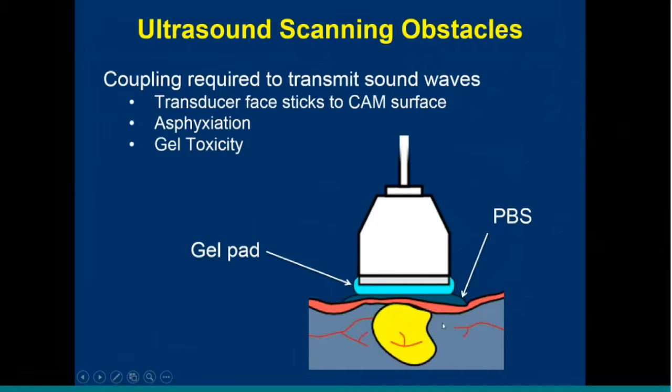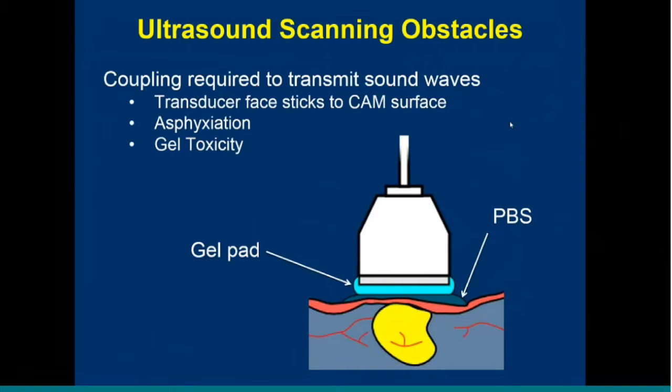And one final thing is you really need to keep the animals warm, one, so that they'll survive. So 36 to 39 degrees Celsius is more or less what you want to target. You need to keep them warm also to keep the vessels from constricting too much, and again, that's going to negatively affect your images.